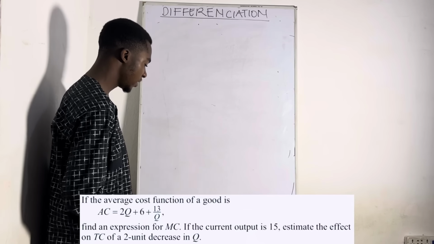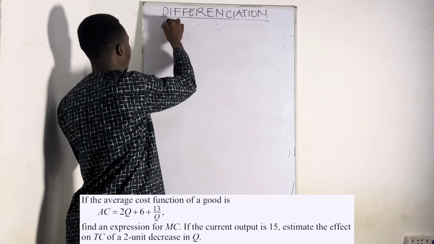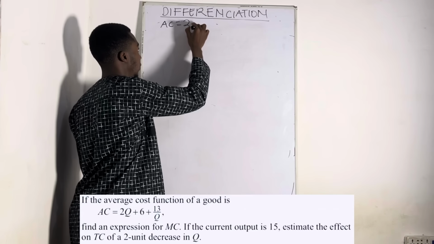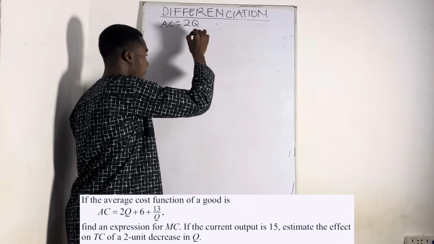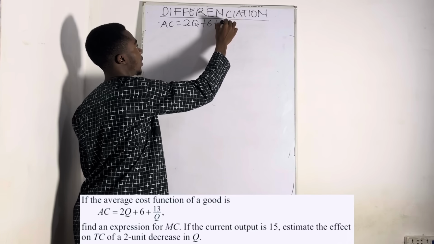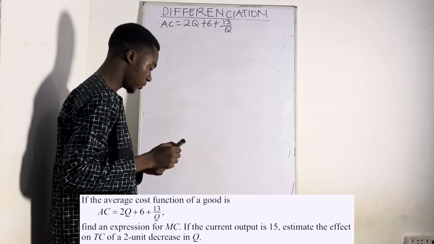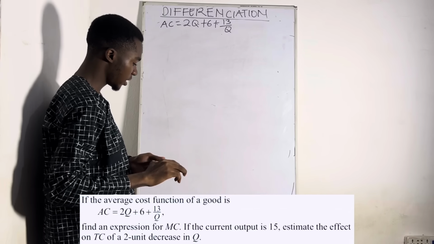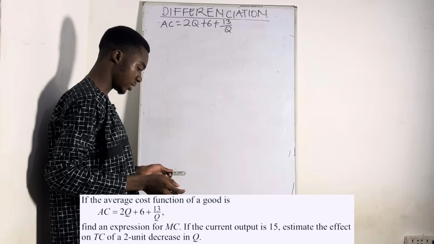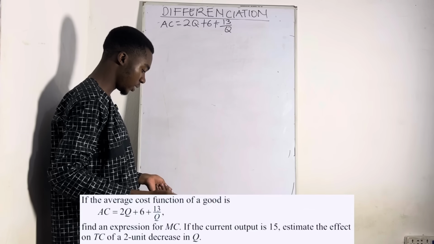Alright, so you've been given the average cost of the function to be AC equals 2K plus 6 plus 13 over K. So this is the average cost function you've been given. And they are saying that you should find an expression for MC if the current output is 15. Estimate the effects on total cost of a 2-unit decrease in K.